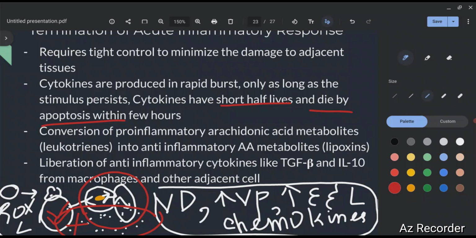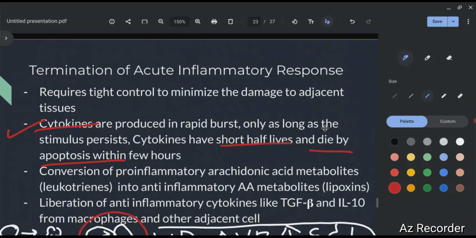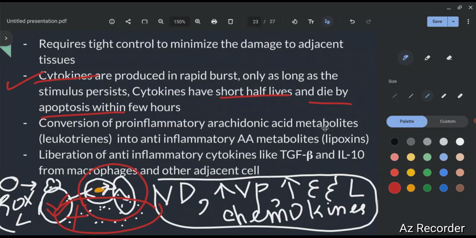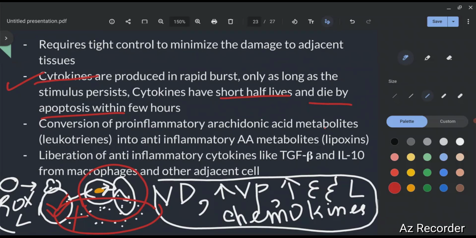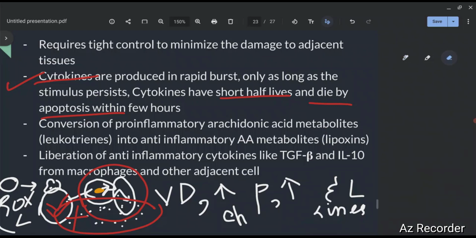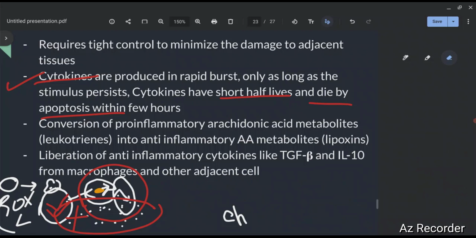So this is a very important process. This is a very important method. This characteristic of cytokines, having a very short half-life, helps us to terminate the acute inflammatory response. I hope this is clear because this is a very important topic and you should know about this concept. Okay. What are the other methods by which we are able to terminate acute inflammatory response?